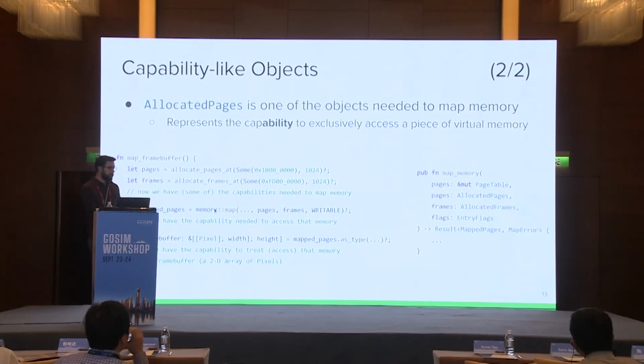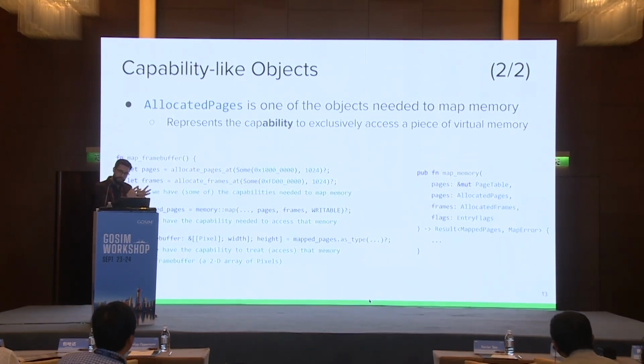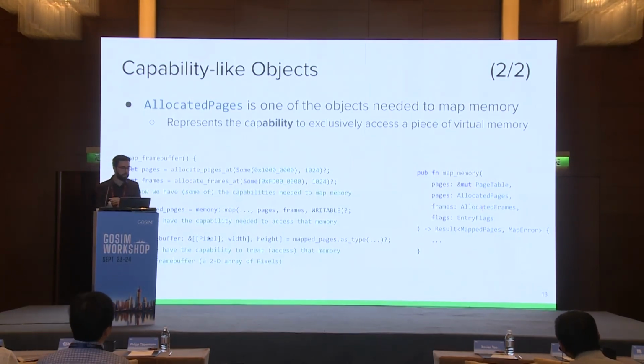And then once we have pages and frames, this is required by this map memory function, right? It takes those by ownership. It treats them as the exclusive capability to that chunk of virtual memory and that chunk of physical memory, and then it returns an exclusive capability to that chunk of mapped virtual memory, which can then be used. I'll cover this in more detail shortly. But then, basically, you're able to reinterpret this safely as, let's say, an array of pixels. And then you can go ahead and draw whatever you want to the frame buffer.